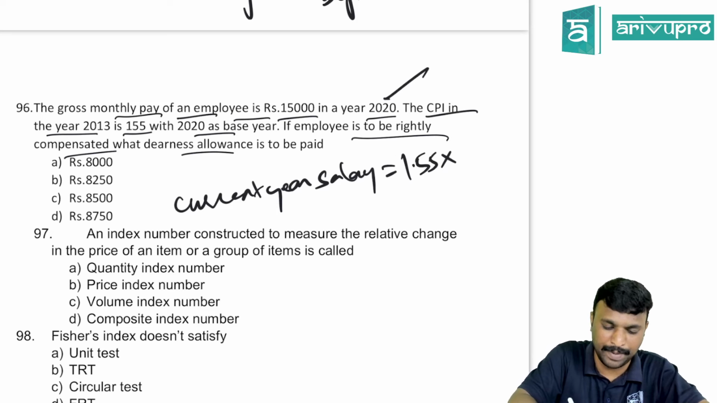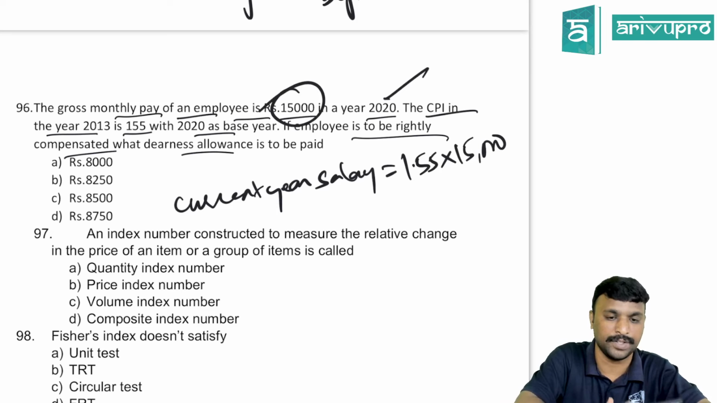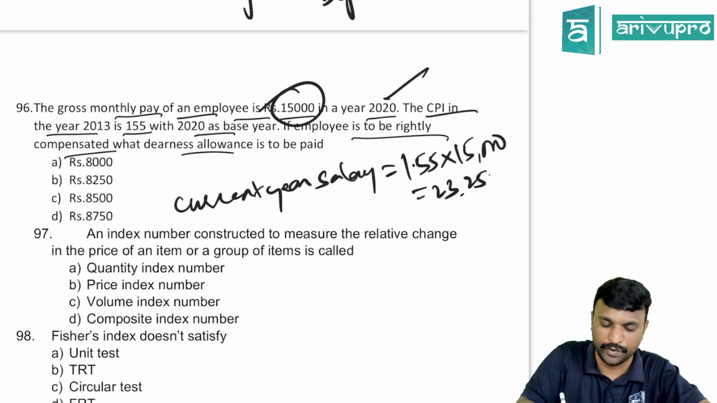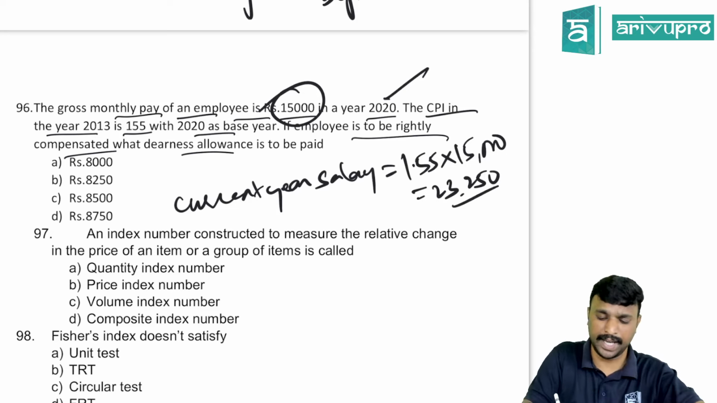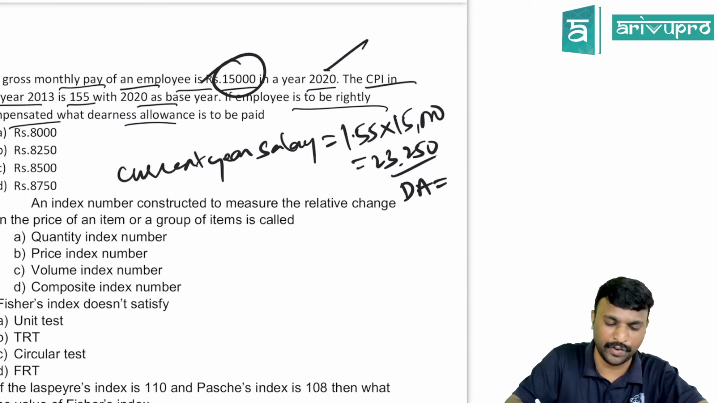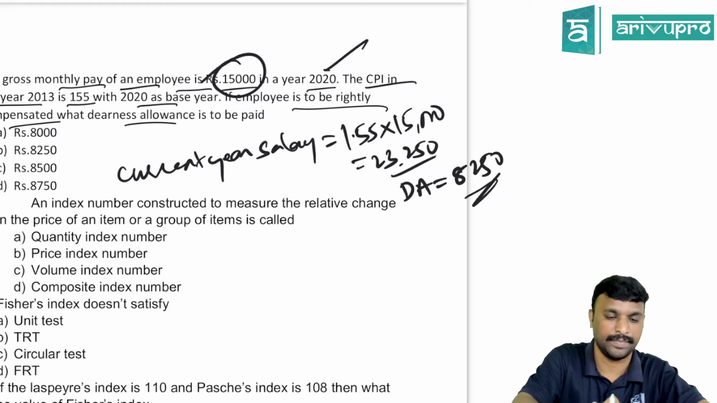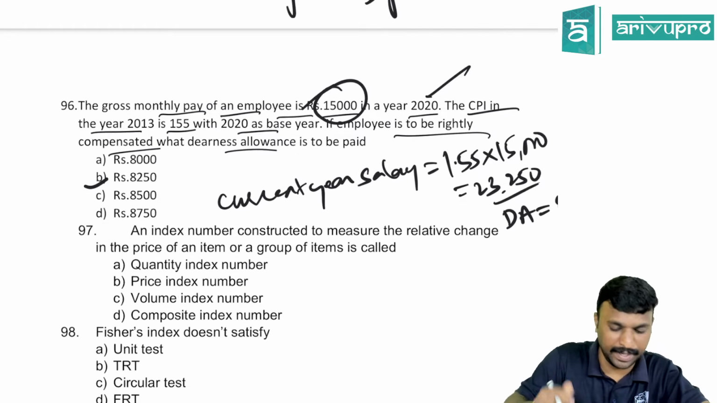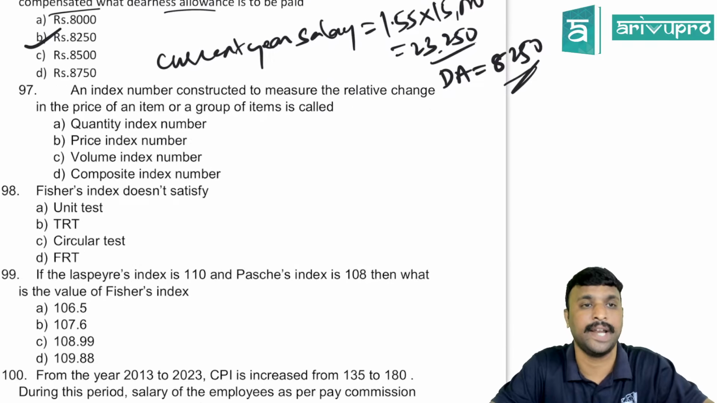That has to be multiplied with the base year salary, which is 15,000. So into 15,000 you get 23,250. This is the current year salary. Now, what is DA? Current year salary minus base year salary. 23,250 minus 15,000, which is 8,250. So option B is the right answer. Let's look at the 97th question.